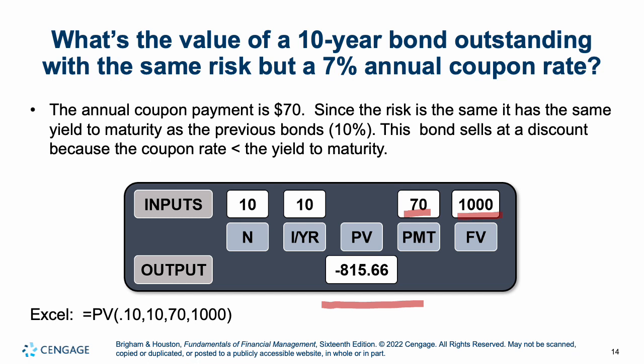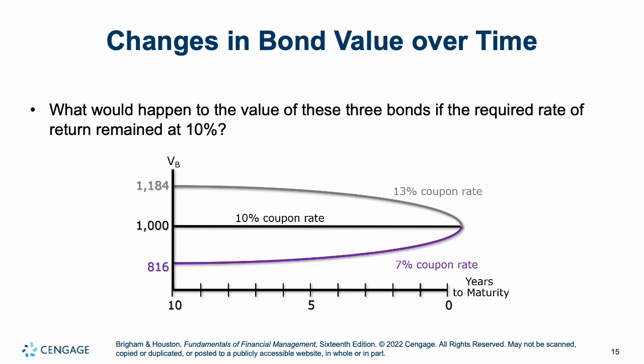So bonds, the prices of them do float in real time, so the relationship between the coupon payment and the overall prevailing rates is important. It's going to change the price of the bonds. So if a bond is selling at a discount, it's paying less of a coupon rate than its yield to maturity. If it's selling at a premium, it's paying more of a coupon rate than its yield to maturity. Over time, bonds do change in value.